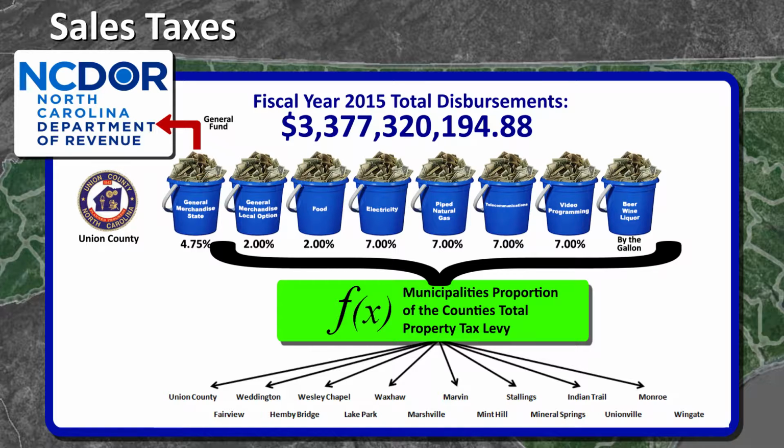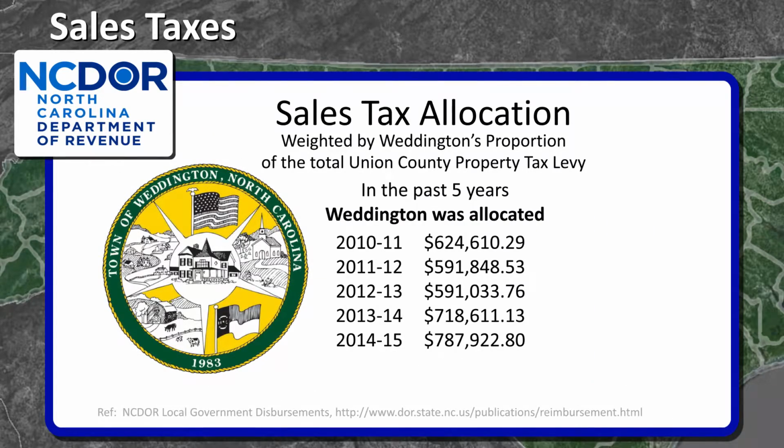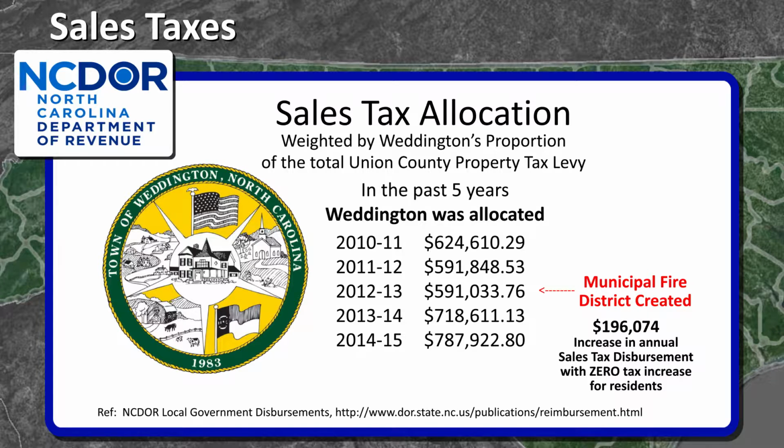You know, in fiscal year ending 2015, the state dispersed a whopping $3,377,320,194.88 back to the towns and counties. So these were Weddington's allocations for the past 5 years. Notice here how our sales tax allocation has jumped up almost $200,000 a year since creating the municipal fire district in 2012. This is because we combined our city and fire district tax into one municipal tax, thus garnering a larger share of the sales tax pie without increasing taxes on residents 1 red cent. You can thank Pam Hadley and Dan Barry for that move.